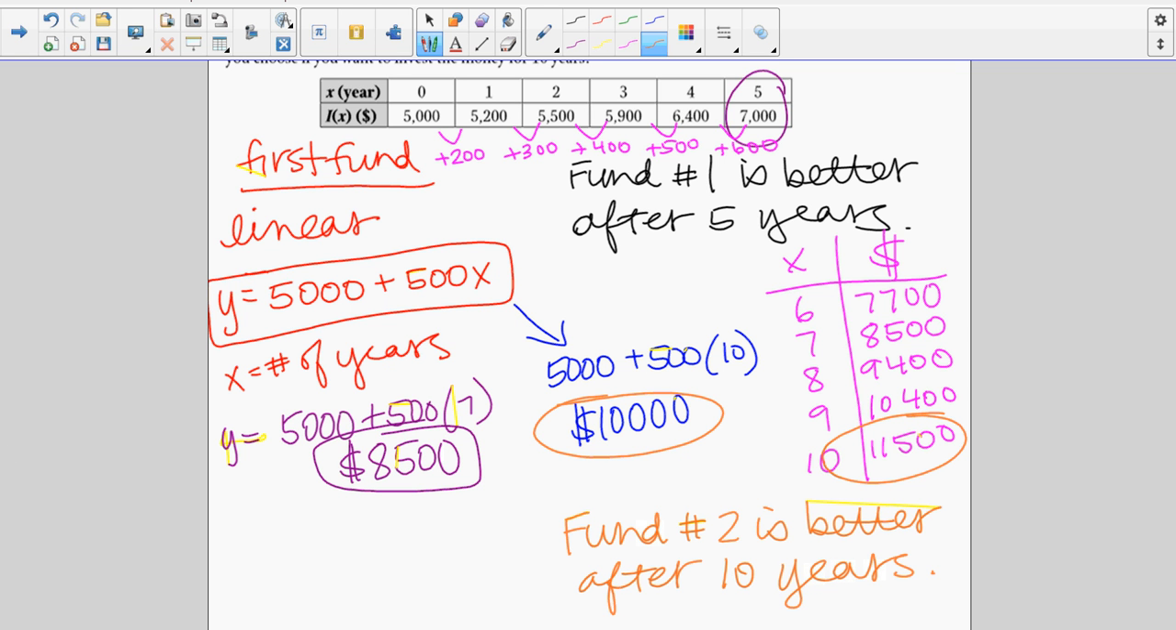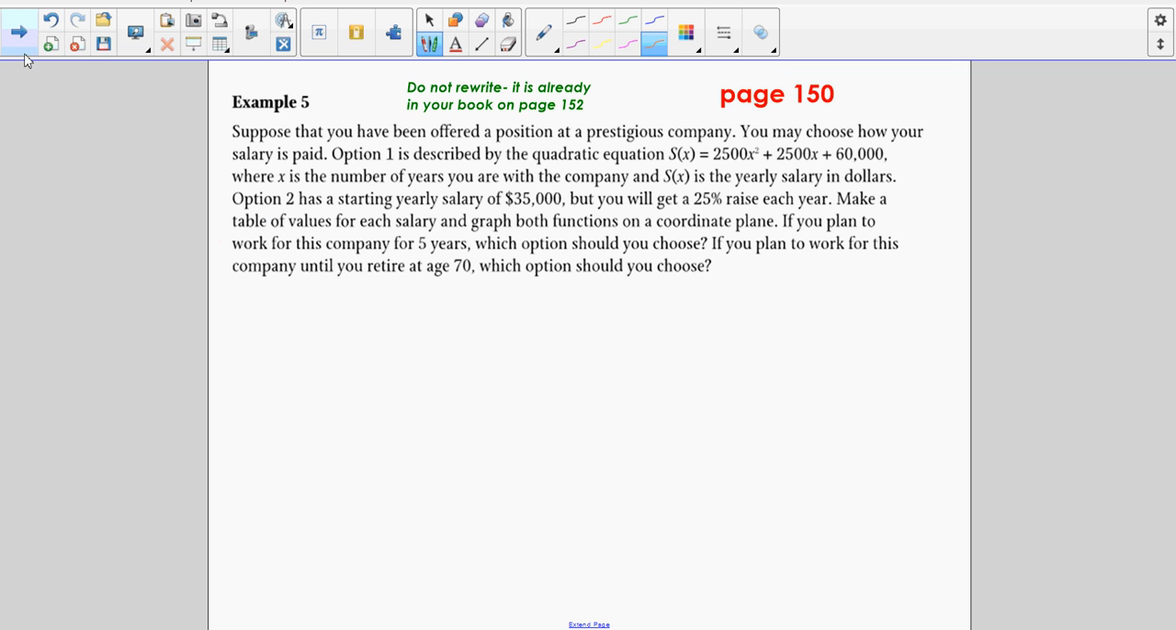Okay. So same thing kind of when it comes to example number 5. So again, I'm going to do example number 5 on the bottom half of page 150. It's written in your book on page 152, so don't write it all down. Just make a note of where to find the problem.